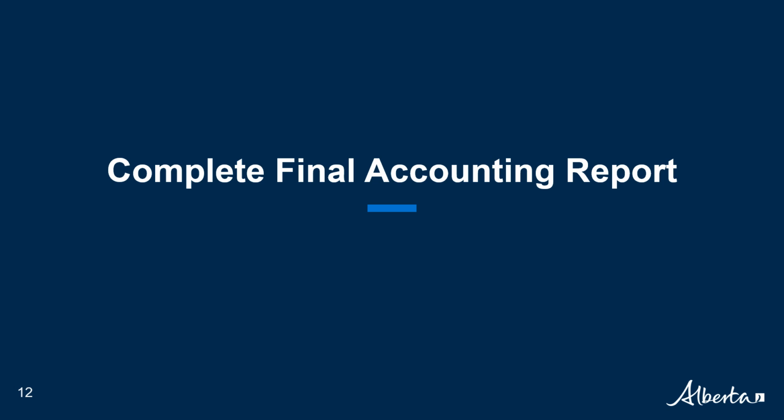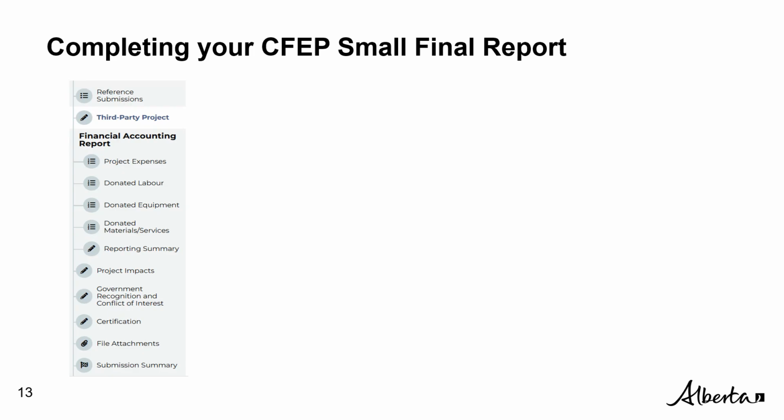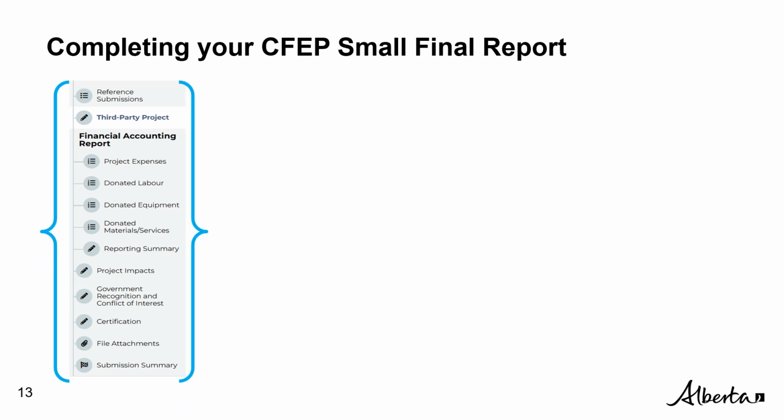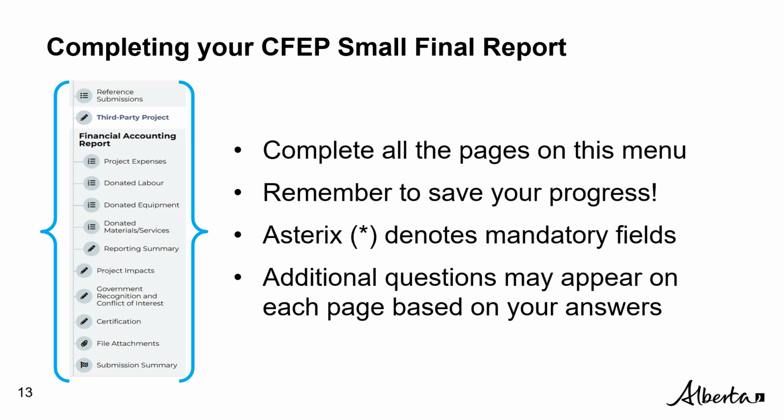Next, we'll go over some key tips to help you complete your grant reporting successfully. If you have any questions about the reporting requirements or your specific project, please jot those down and reach out to our staff directly. The tabs in the left-hand menu have all the pages you will need to complete. As you fill out your financial accounting report, please keep the following in mind. Save your progress. Any question with an asterisk next to it is a mandatory field. You will not be able to submit your application if it is left incomplete.